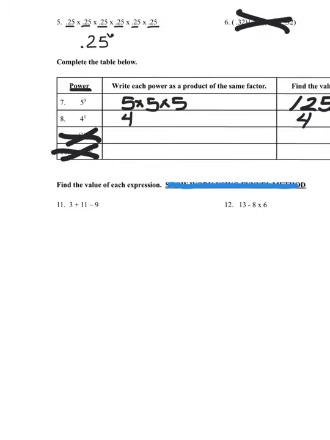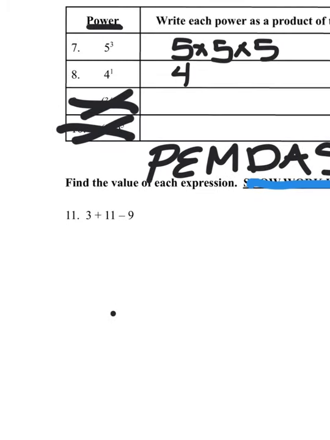And for 11 and 12, it asks us to find the value of each expression. Here's where we're going to use our PEMDAS. I'm going to write that out so we remember what that is. For number 11, we can look at it, and we see that we just have addition and subtraction in our PEMDAS. Addition and subtraction go together. We just do it like we're reading a book from left to right. So first I'm going to do 3 plus 11 gives me 14 minus 9. It's going to end up with 5. That's going to be my answer.